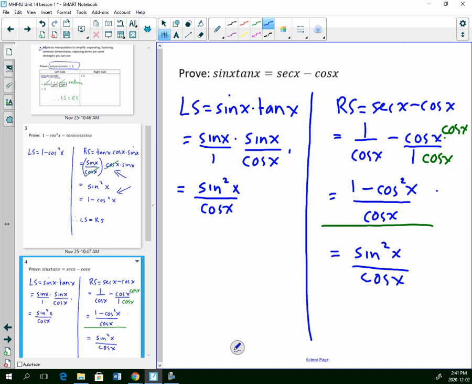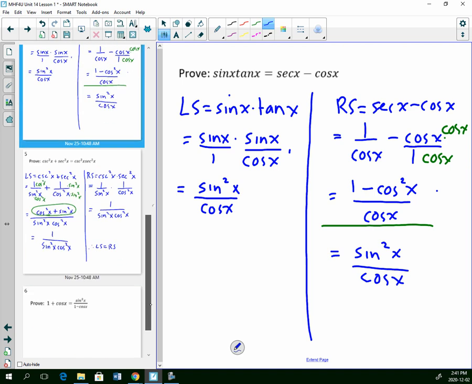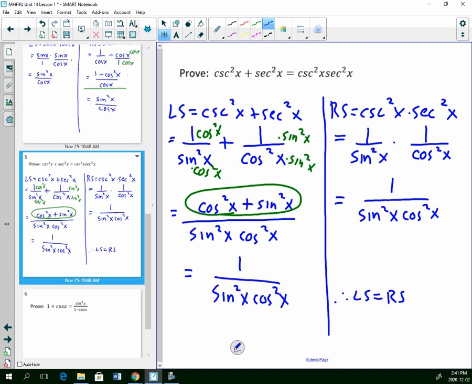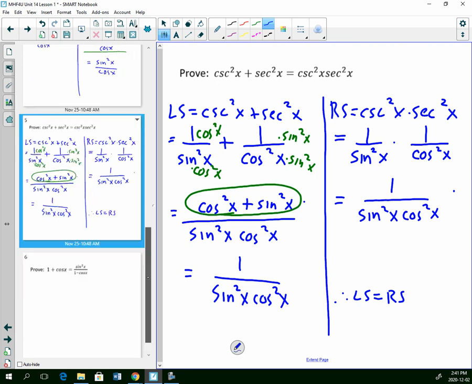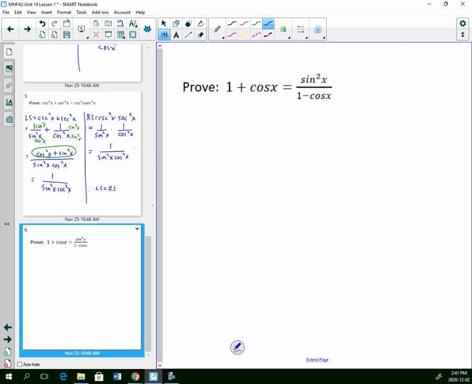What did we do in this one? We changed everything to sine and cosine, and then we had to reduce. That's the same one. Let's go to this one. So what did we do in this one? We replaced everything with sine and cosine, and then we tried to simplify. On the right, we multiplied. On the left, we found a common denominator. Those are strategies to simplify. Okay? I'm going to do one more.